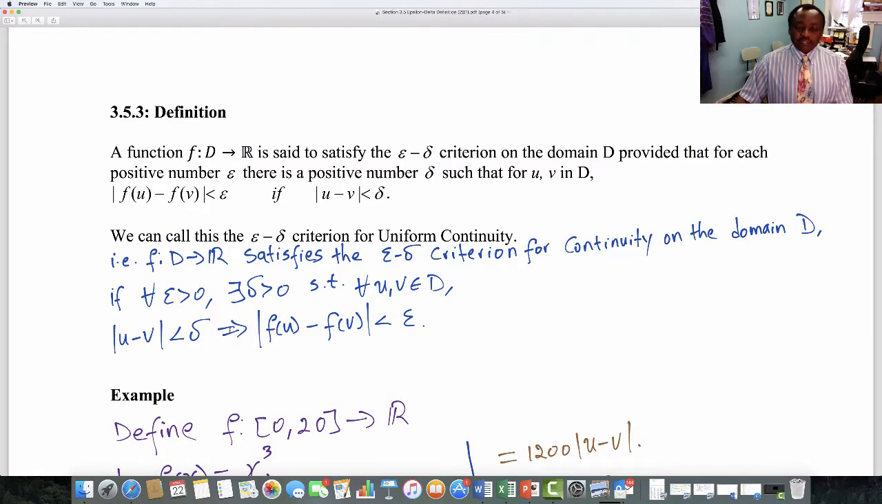A restatement of the epsilon delta criterion goes as follows. F from D to R satisfies the epsilon delta criterion for continuity on the domain D, or for uniform continuity, if for every epsilon greater than 0, there exists a delta greater than 0 such that for every two numbers u, v in D, the absolute value of u minus v less than delta implies the absolute value of f of u minus f of v is less than epsilon. Let's go ahead and test that with an example.